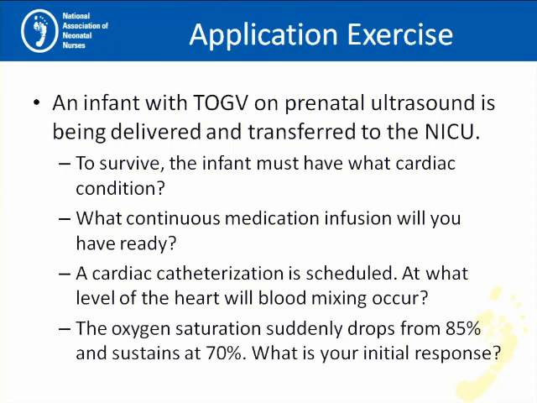The oxygen saturation suddenly drops from 85% and sustains at 70%. What is your initial response? Check the prostaglandin E1 drip for patency. Also, immediately check the patency of the endotracheal tube and suction as needed. An extra IV access is helpful for emergencies.